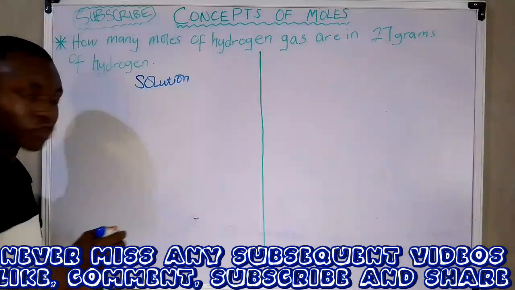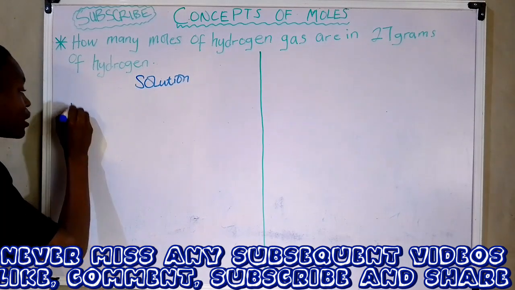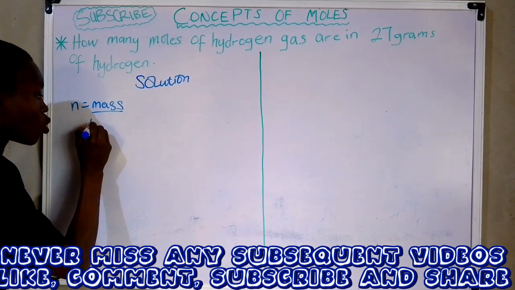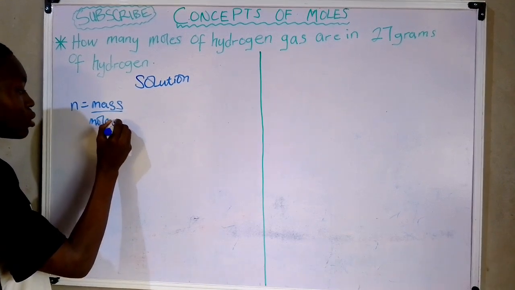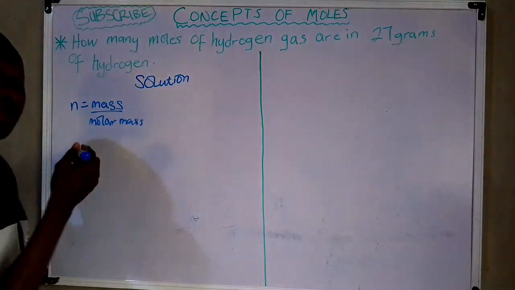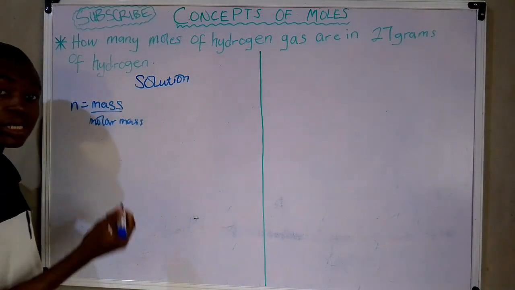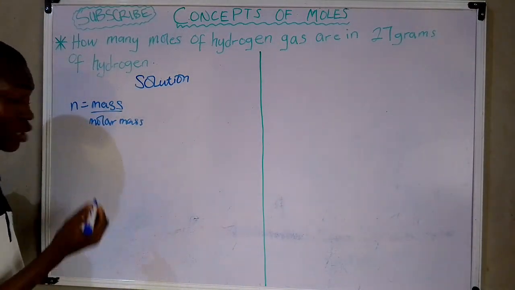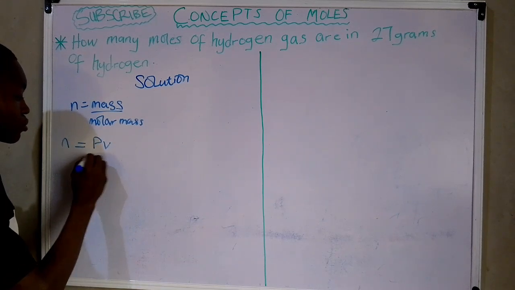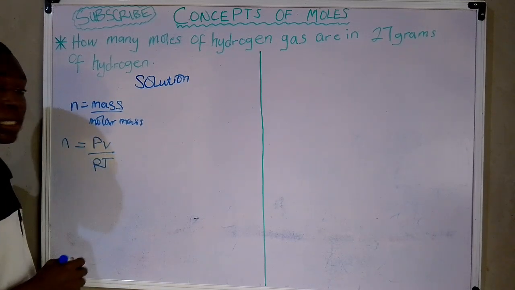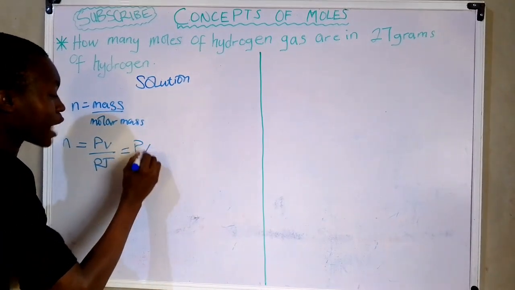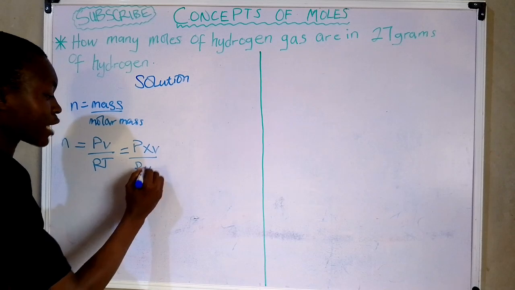The first formula for solving the number of moles is simply n is equal to mass over molar mass. Now for solving the number of moles again, we have the second formula, n is equal to PV over RT, in the sense that P times V over R times T.